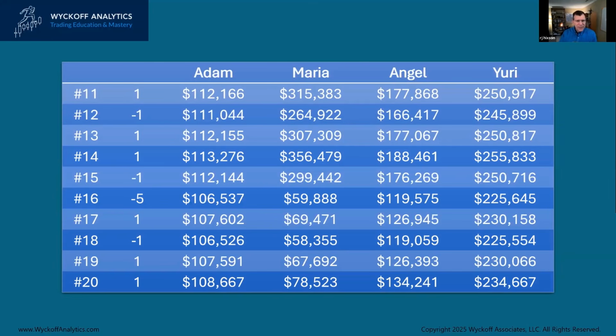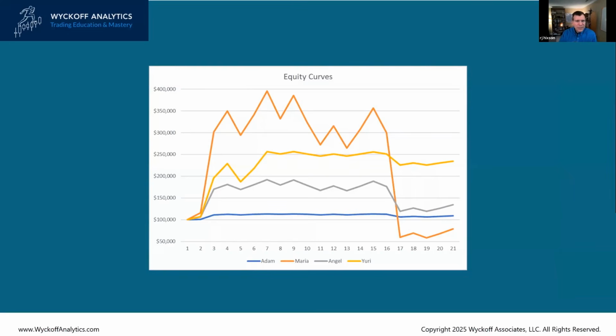Adam finished up at 108,000, Maria at 78,000. So she lost. She started at 100,000 and wound up with less. Angel at 134,000 and Yuri at 234,000. Let's look at their equity curves. You can see Maria was up there flying high and then crashing to the ground. She wound up with money, but less than she started with. Yuri got up there and stayed up there. Angel, on the other hand, got up a good bit and then came back down. They had one of those pearl marbles that cost them dearly, some of them. And then Adam just kind of kept chugging along.